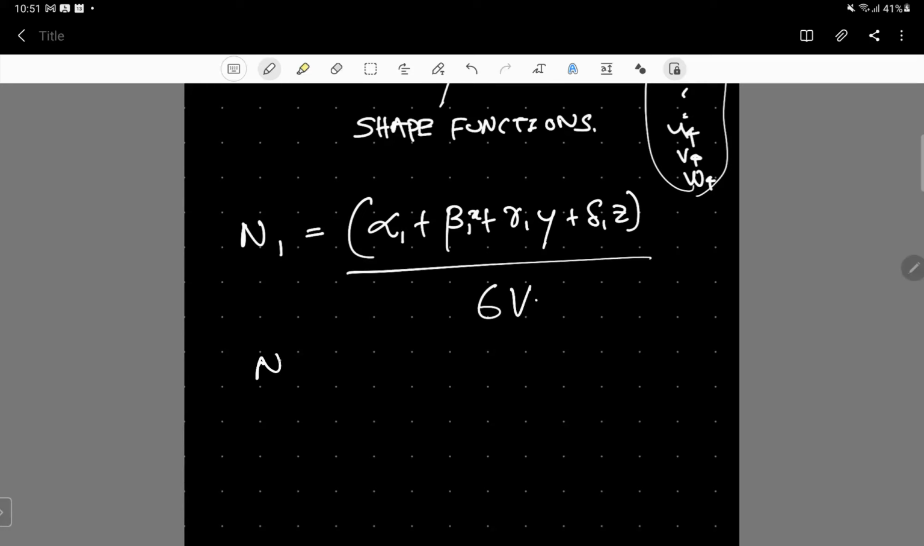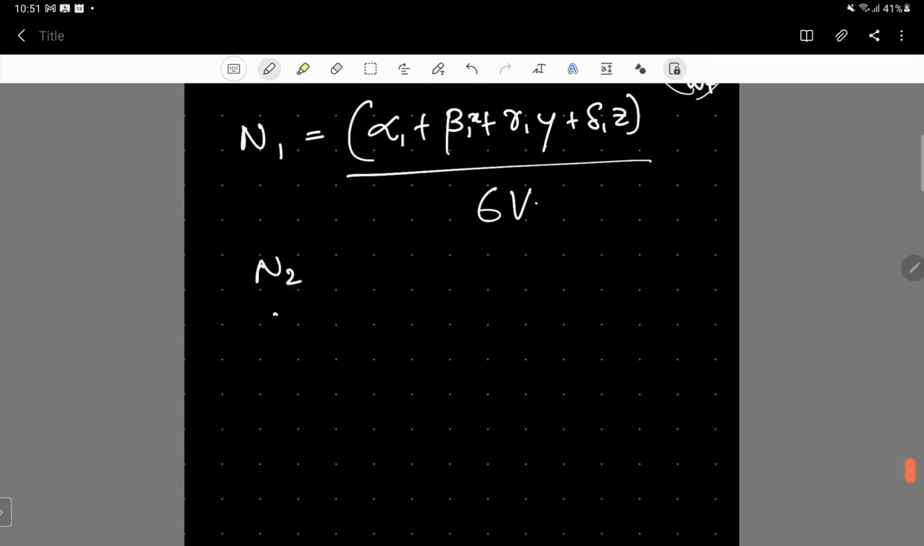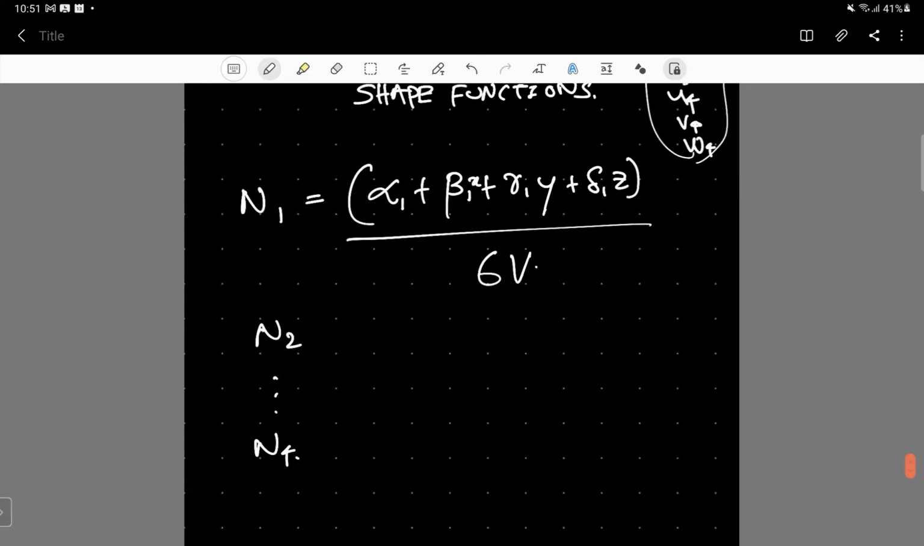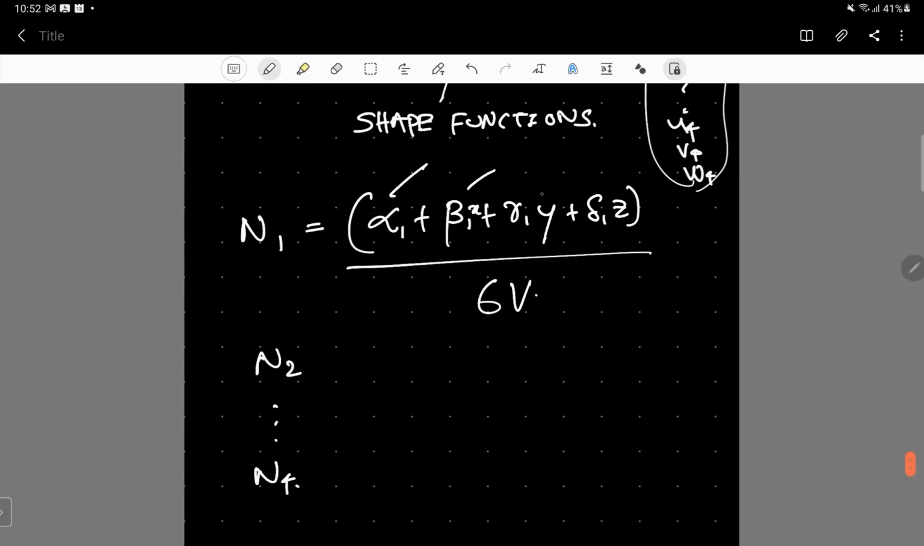Likewise, you would have N2 up to N4. There will be 4 shape functions which you can define, and you can define the shape function matrix. So you can see alpha, beta, gamma, and delta. These are all known based on the nodal coordinates of the element.